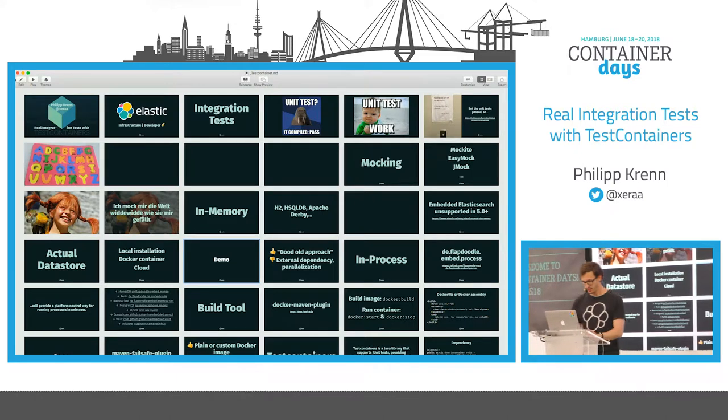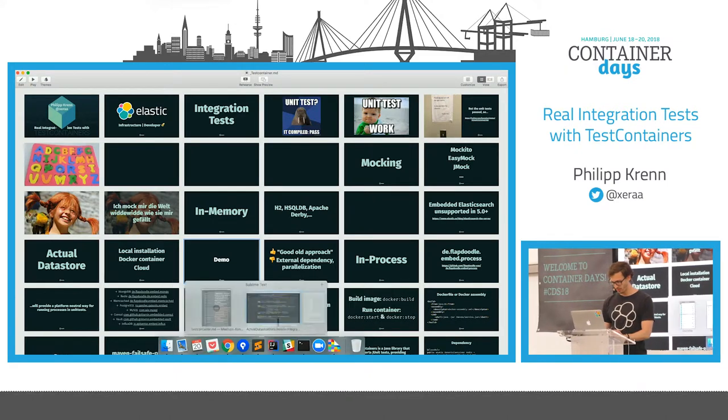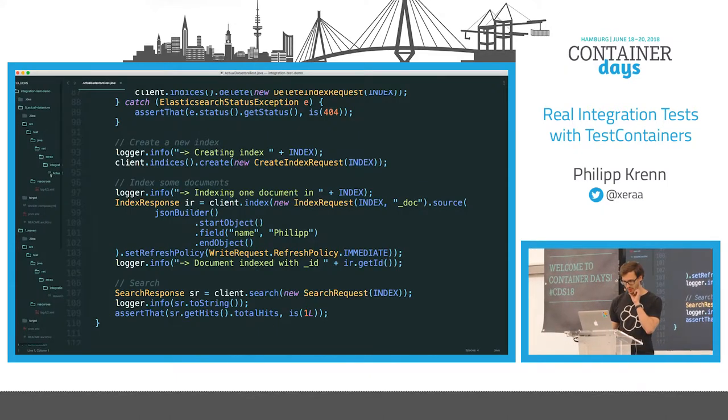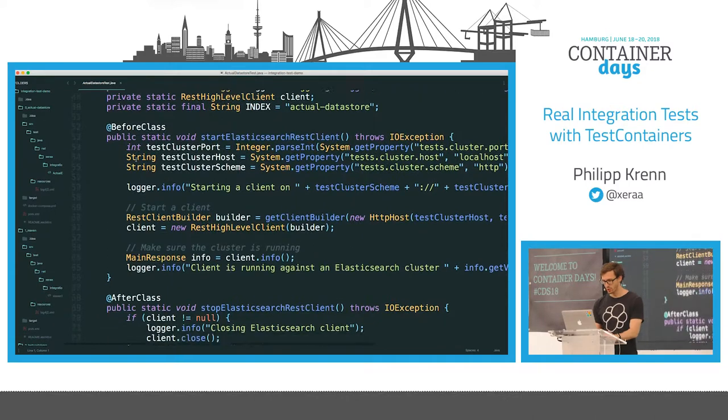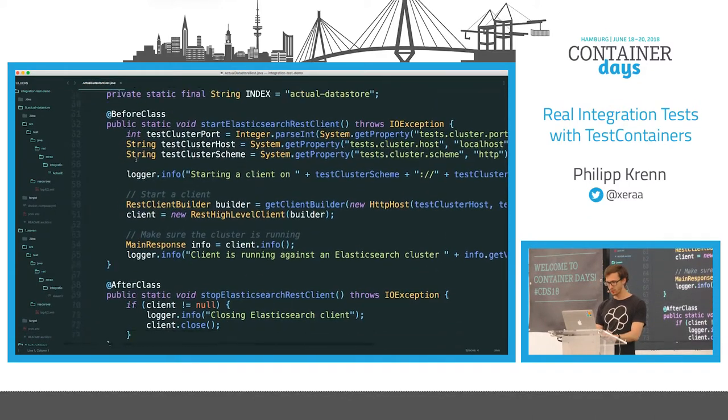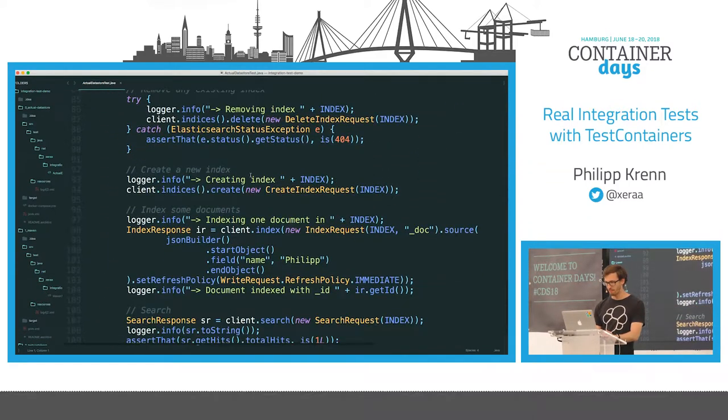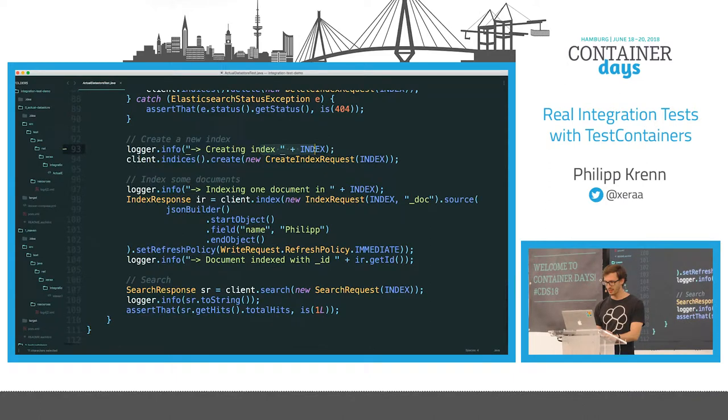So let's quickly jump into some code. I'll just use some text editor to make that slightly more visible. I have a very simple Elasticsearch example. Basically, I'm connecting to Elasticsearch, doesn't really matter. I will create an index, I will store a document in that, and I will test if it's really there in the end. So my total hits should be one, since I've stored one document. Should be simple enough, right?